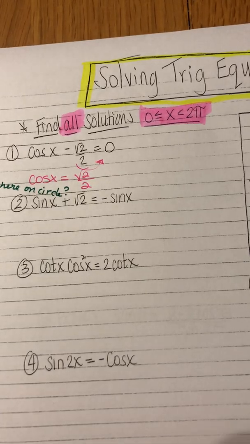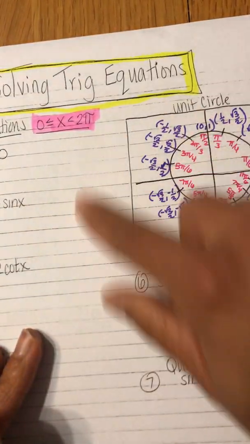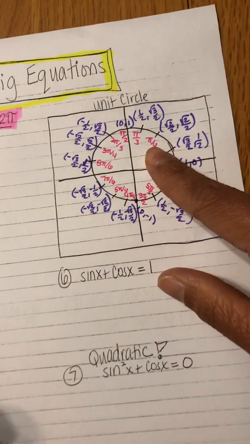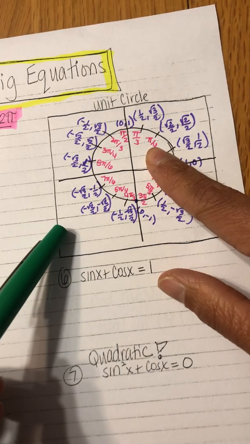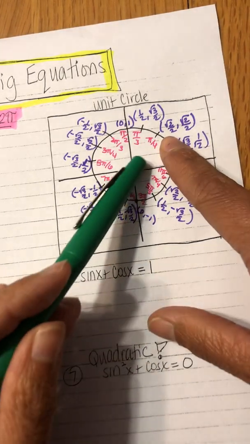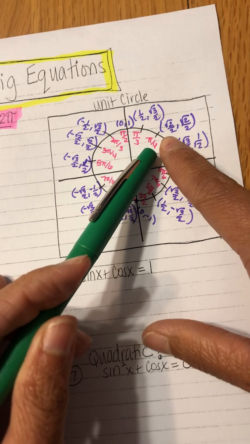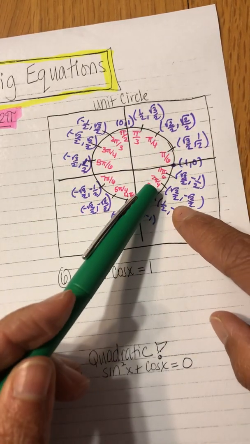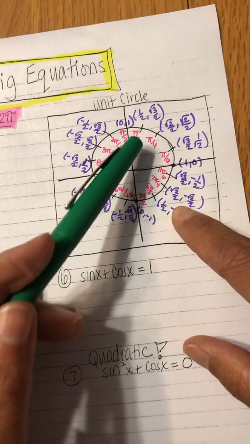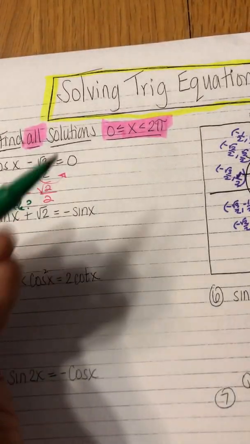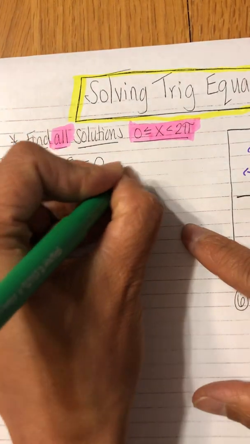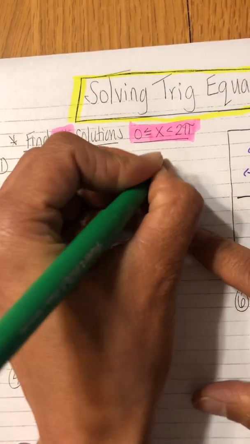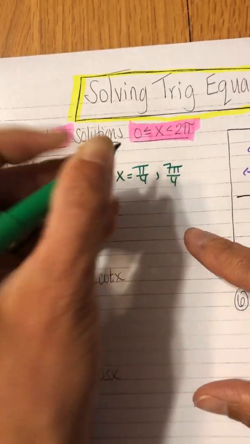Between 0 and 2 pi means a full rotation around our unit circle, and the cosine is a positive square root of 2 over 2 at pi over 4. It's also positive at 7 pi over 4. So those are the two possibilities. So that would be x equals pi over 4 and 7 pi over 4.